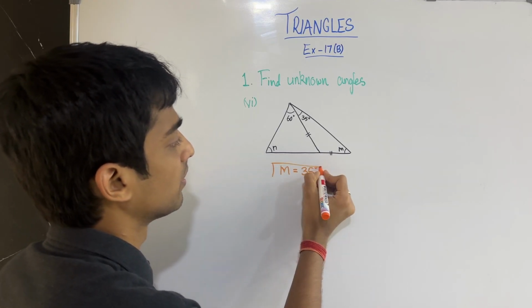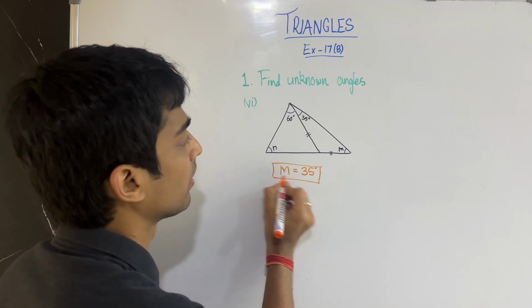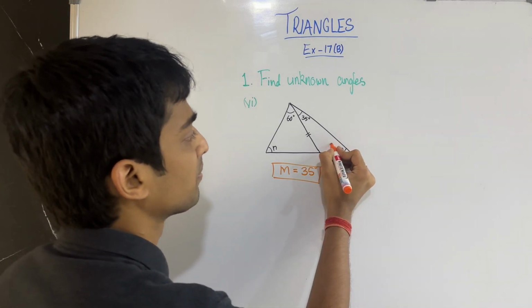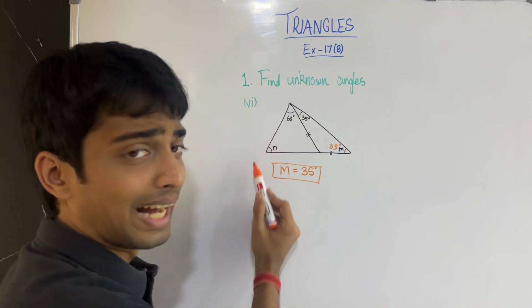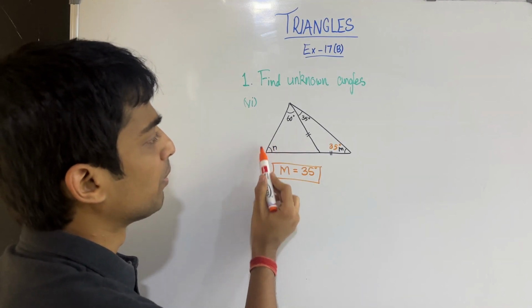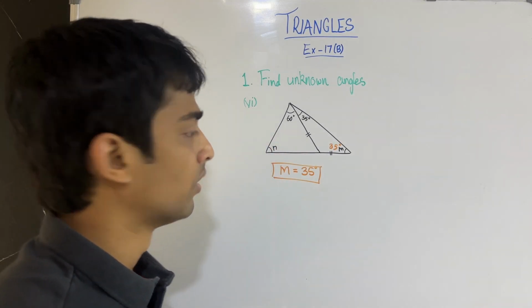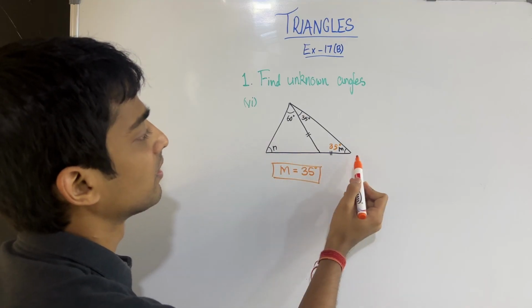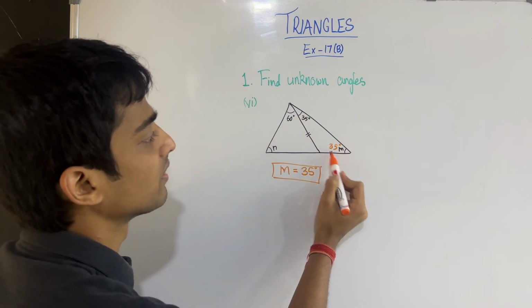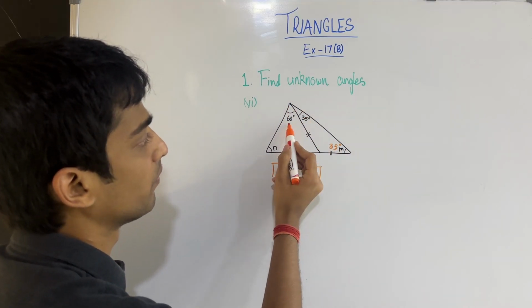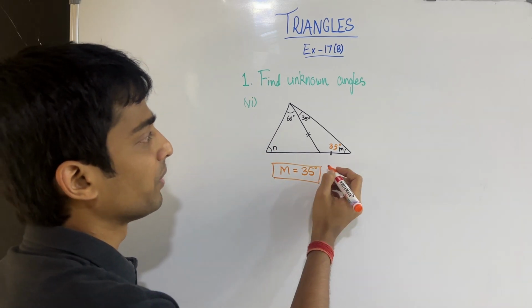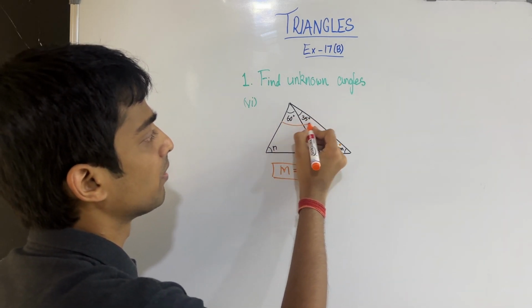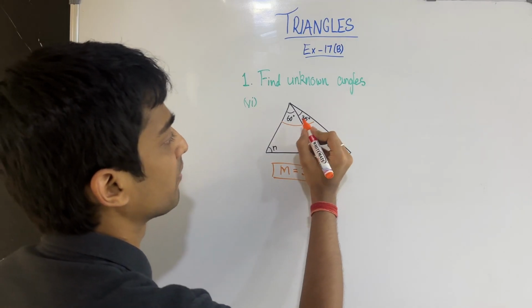So this we already know. Now, so this becomes 35 also. Now we need to find angle N. How will we find angle N? Okay, now look at this bigger triangle. We have this angle, we have this angle, we just add it up. We need this angle. So this whole angle will become 60 plus 35, 95 degrees.